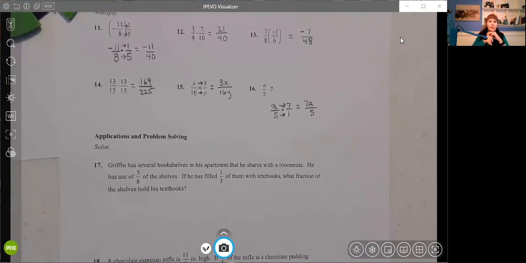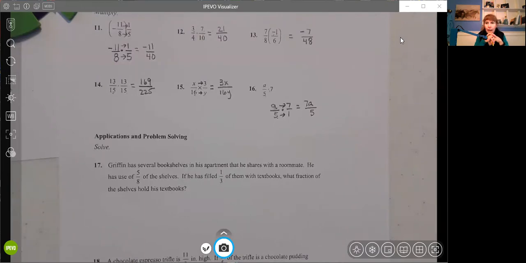Griffin has several bookshelves. So we're going to apply this idea here. Applications of multiplying fractions. Griffin has several bookshelves in his apartment that he shares with a roommate. He has use of 5/8 of the shelves. If he has filled 1/3 of them with textbooks, what fraction of the shelves hold his textbooks?